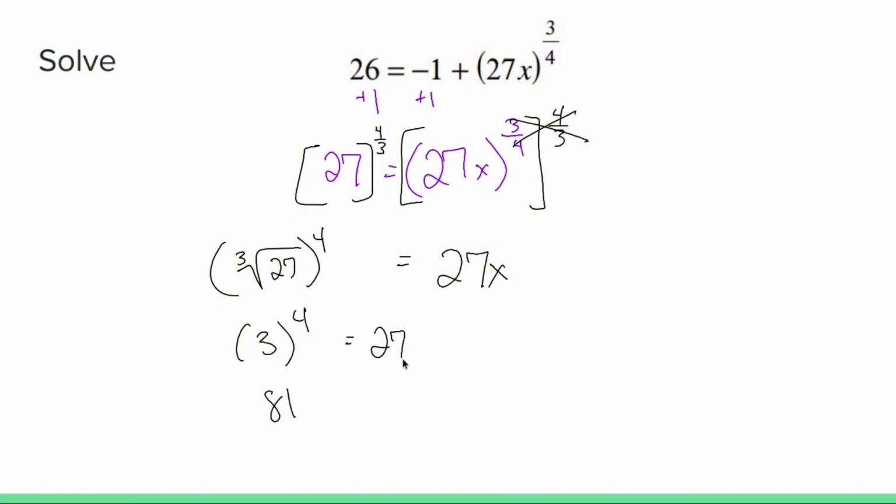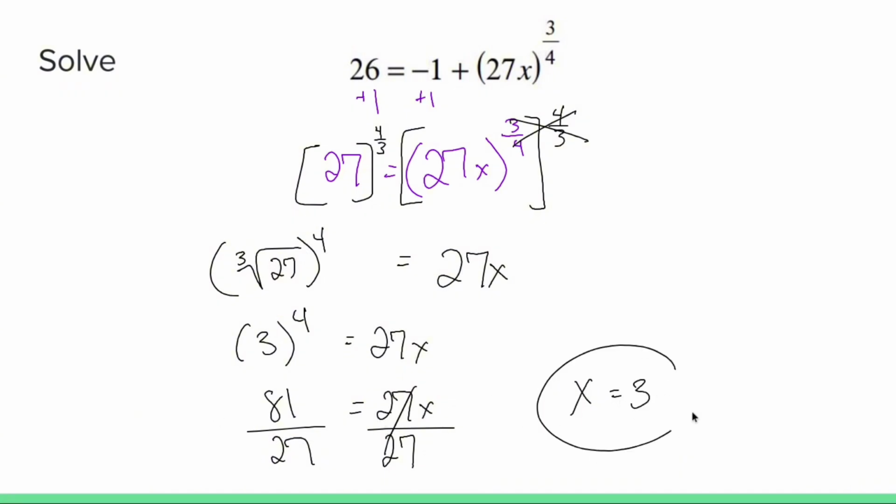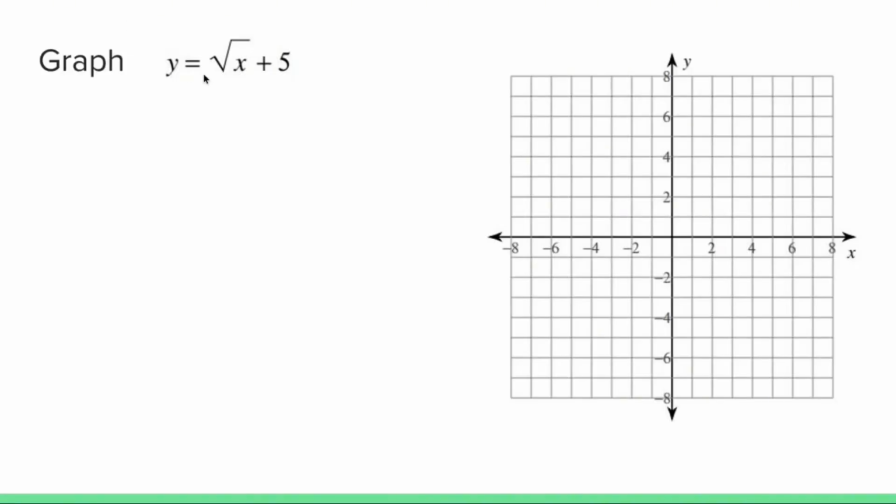So if that equals 27x, and my job is to get x all by itself, right? Divide both sides by 27, and 81 over 27 is 3. And that's it.